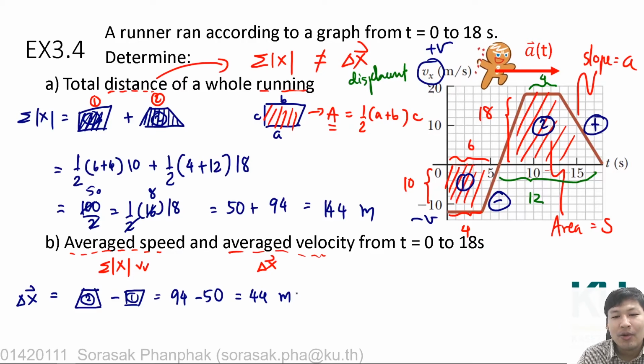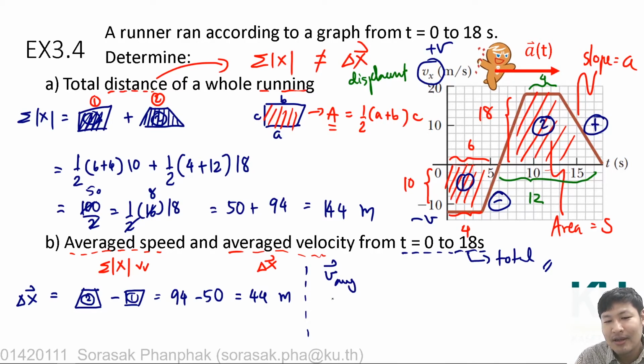So now, of the total, not only part of it, from 0 to 18, this is the total, right? From 0 to 18. So now you can find the average velocity and the average speed. The speed has no vector sign because it's not a vector, it's a scalar. And this is the speed, right? And this is the velocity.